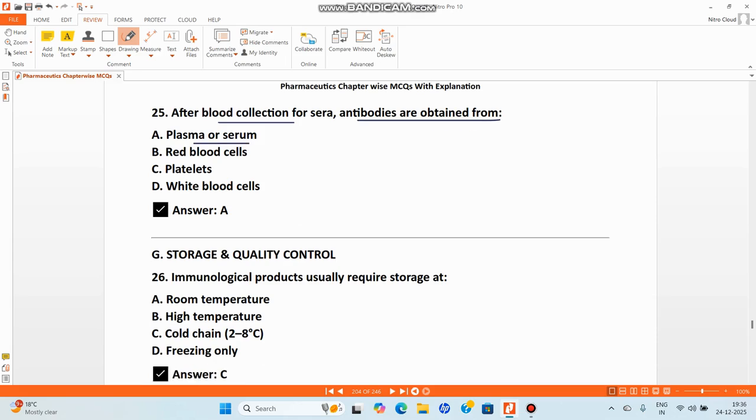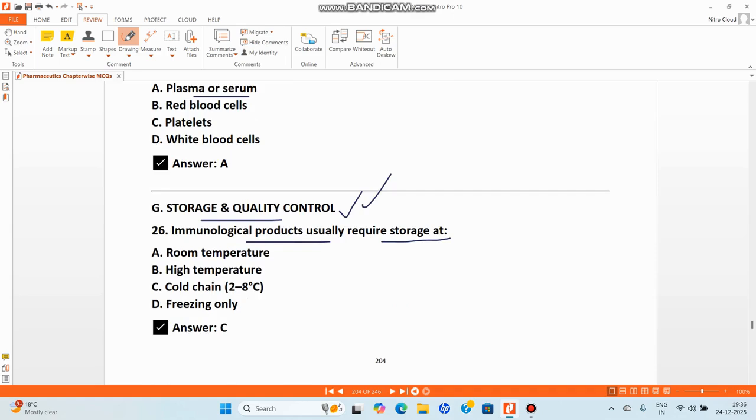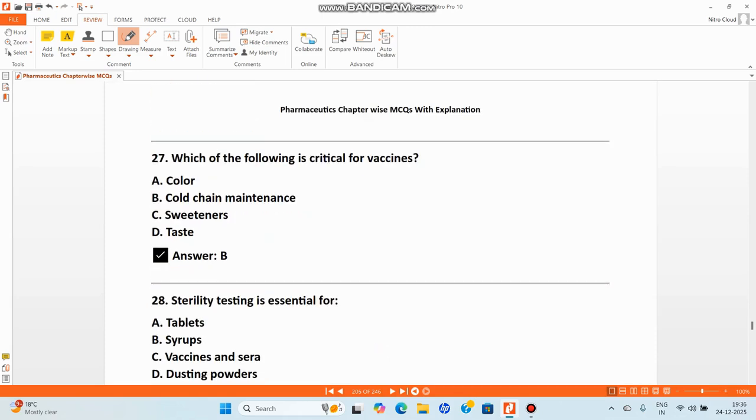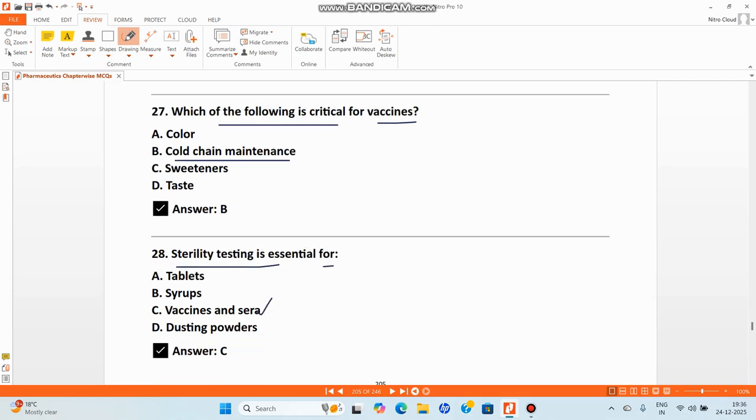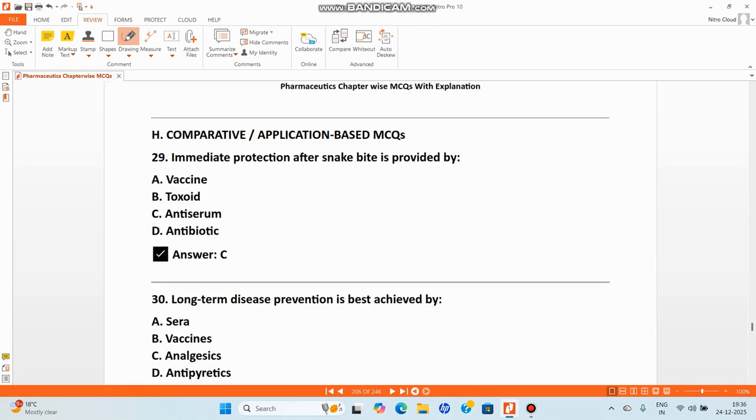Next, this is about storage. This is a very important part. Immunological products usually require storage at cold chain, that is 2 to 8 degrees centigrade. This is a very important question. Okay, so which of the following is critical for a vaccine? So this is cold chain maintenance. Okay, that means storage temperature. Sterility testing is essential for vaccine and sera. Answer will be that. Okay.